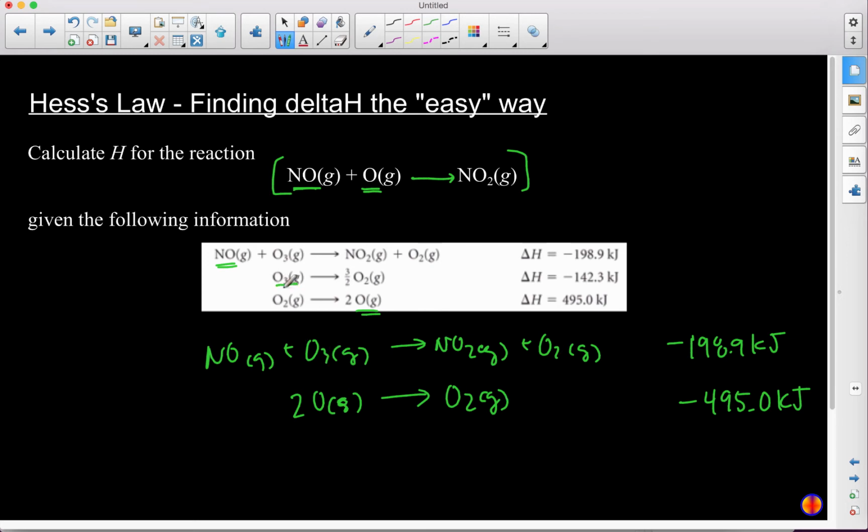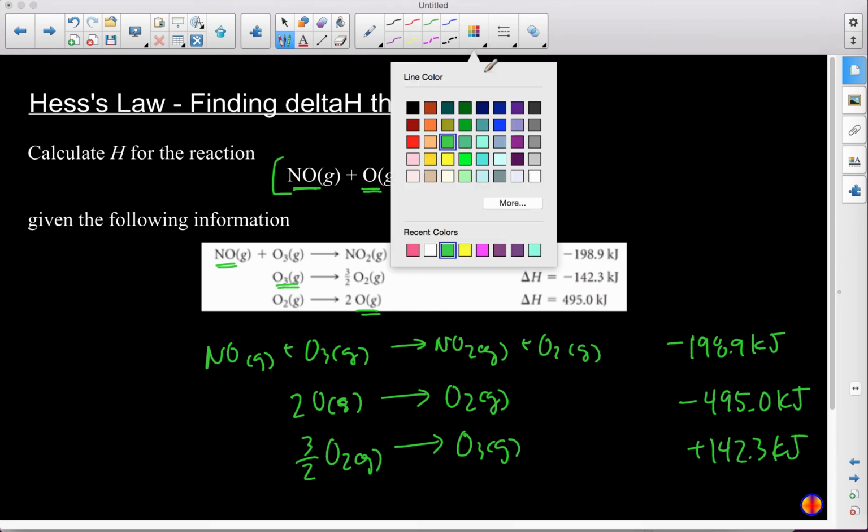So if we look over here, we have an O3, so O3 gas, 3 halves O2 gas, and since we flipped this one also, we're going to have to flip this, which means positive 142.3 kilojoules, okay? So if we look, we have NO and O and NO2. We have O3s that can cancel, and now we have O2s that can cancel. Now we just have to get the stoichiometric numbers to match. So let's go ahead and do that.